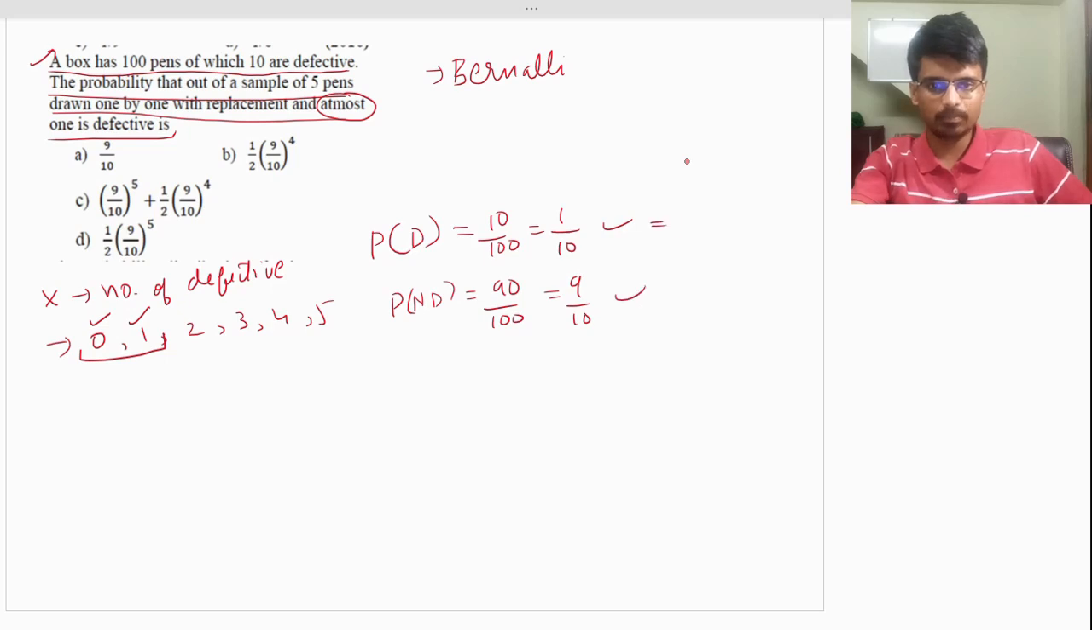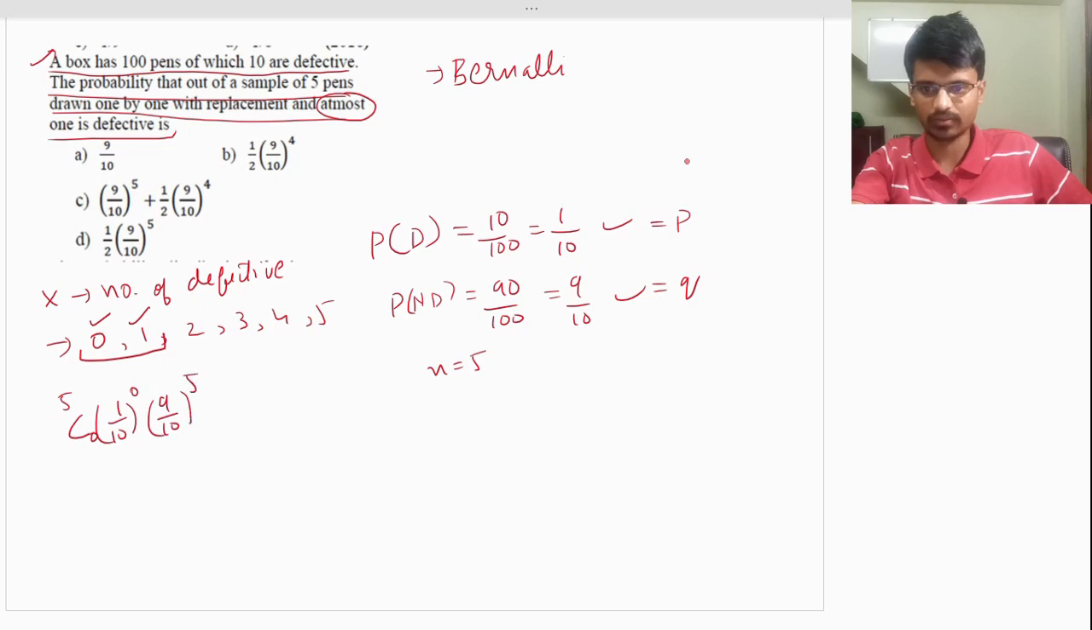These are our P and Q, and our N is 5 here, out of 5 pens. So it is 5C0, 1 by 10 power 0, 9 by 10 power 5, plus 5C1, 1 by 10 whole power 1, and 9 by 10 power 4. I am applying the Bernoulli's trial formula here.